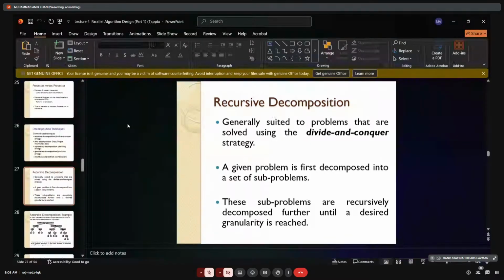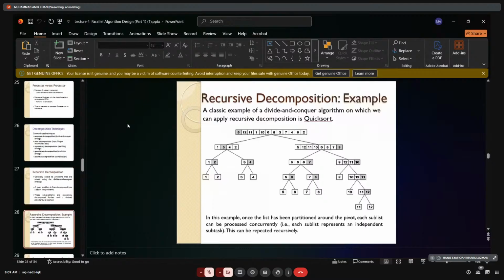So recursive decomposition is generally suited to problems that are solved using the divide and conquer strategy. Divide and conquer. You come from higher to lower. How? We'll see next. A given problem is decomposed into a set of subproblems. These subproblems are recursively decomposed further until the desired granularity is reached. How? We'll see next. Here, you can see an example of a classic divide and conquer algorithm, which is quick sort.